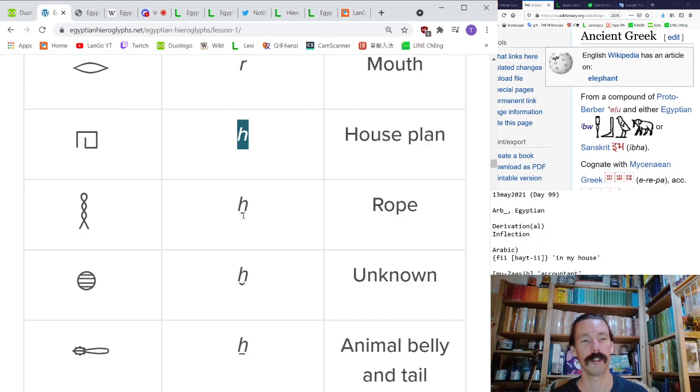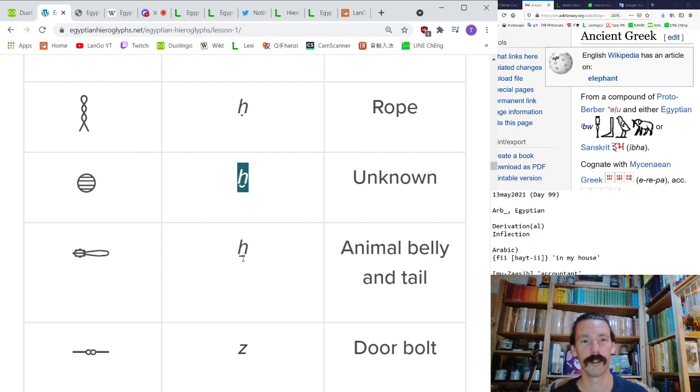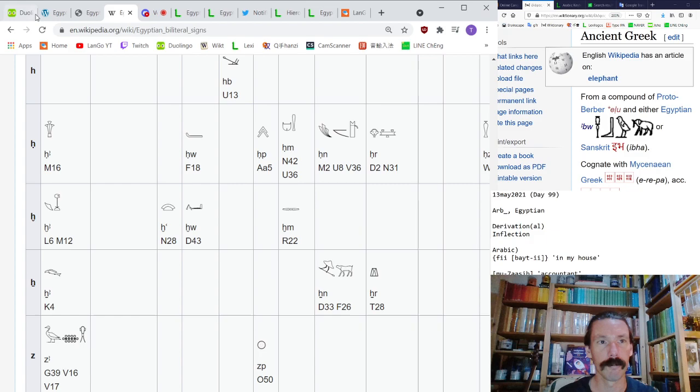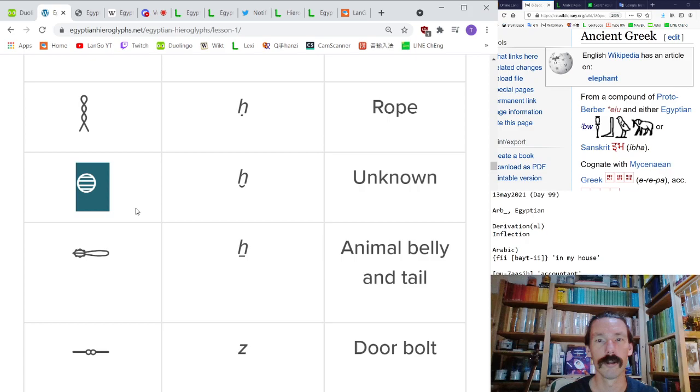This unknown one, I think it looks kind of like a sunset or something, is listed as a velar. Ha, velar, you think? Ha, it says. Where are you reading? Wikipedia one. Okay, and that's the one on uniliterals. I'll let you read it while we look at it on this one.